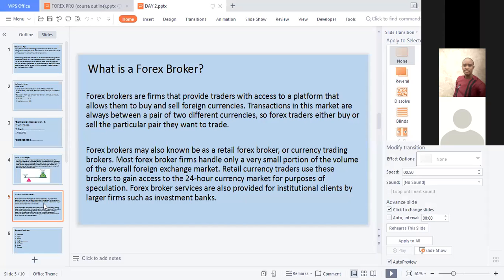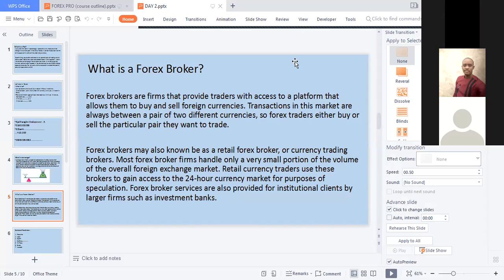What are brokers? Brokers are firms that provide traders with access to a platform that allows them to buy and sell foreign currencies. Transactions in the market are always between a pair of two different currencies. Are you with me? Now, these are brokers. The brokers are the ones that allow us to trade in the forex market. Without brokers, we wouldn't have successfully traded in the forex market.